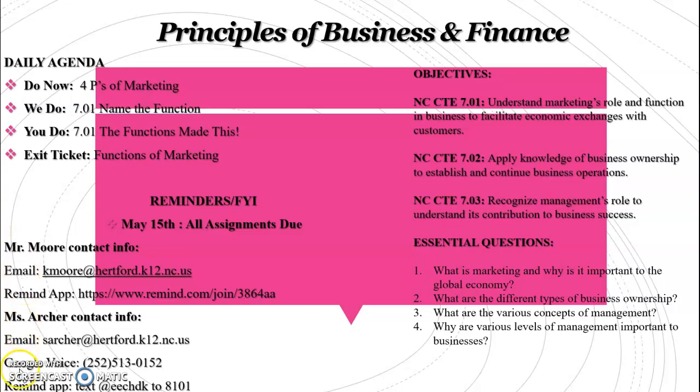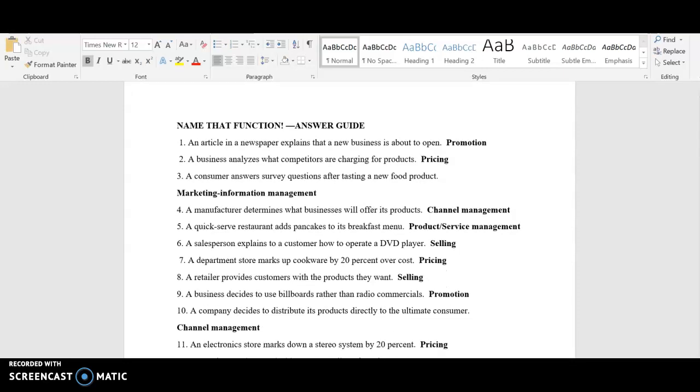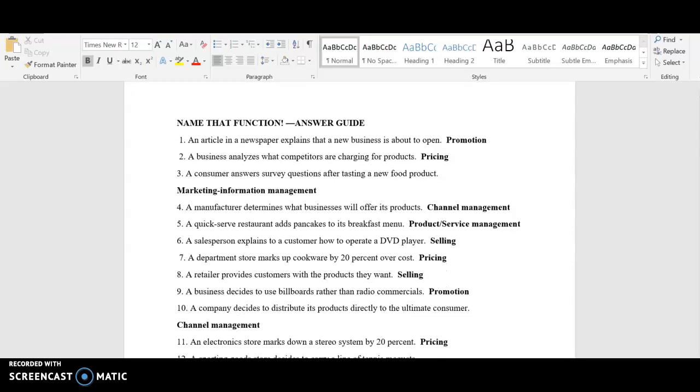So let's begin. I had the answer key up for the name the function activity so you guys can see what it is. In this particular activity we're focusing on the various functions of marketing that were discussed in the 701 PowerPoint. We have functions such as promotion, pricing, market information, channel management, product service management, and selling. So this is what you're focusing on.